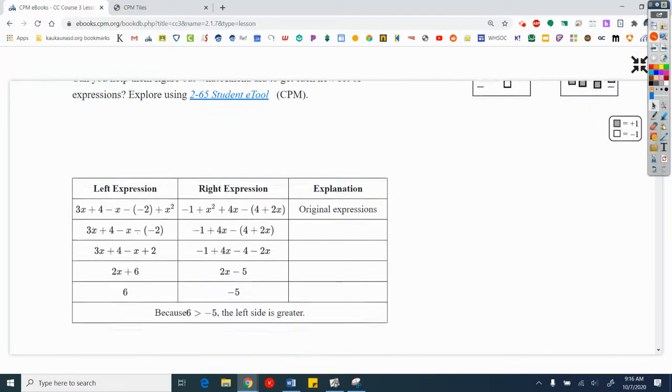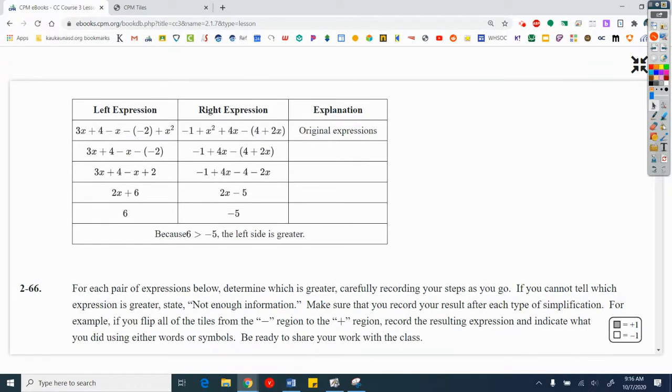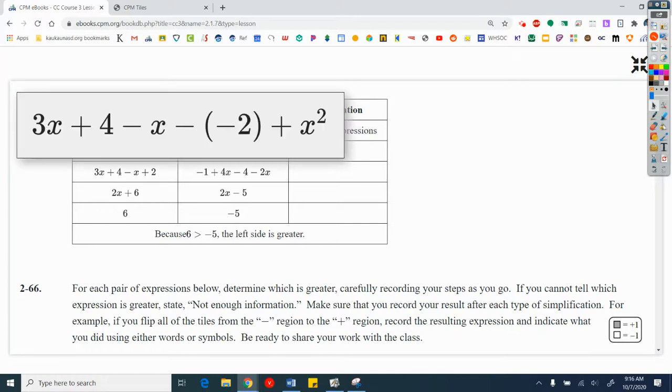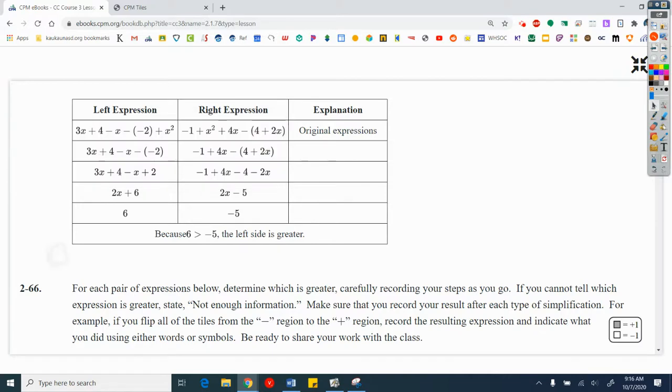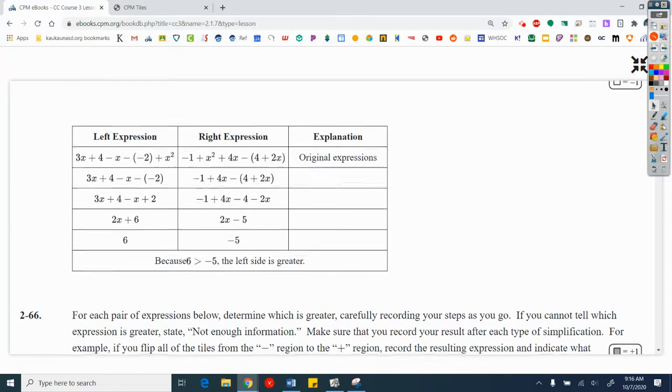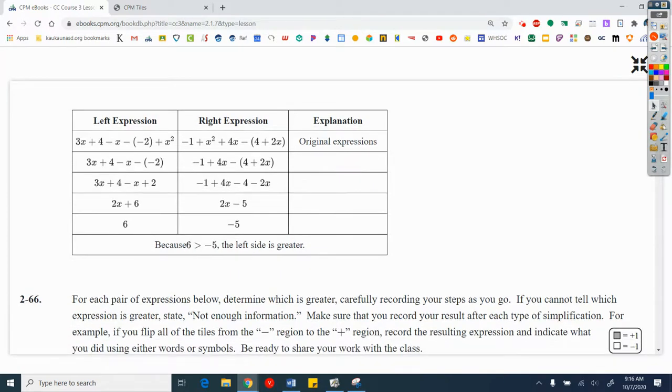So a little bit of working backwards here. We're trying to figure out what she did to help us get a better understanding of what those legal moves actually do. What do they actually mean? I'm going to read the left expression. How do I get from there to here? What's the difference? Well, I see a 3x, the plus 4 minus x and a minus x, minus a negative 2, and plus x squared. The plus x squared is gone.